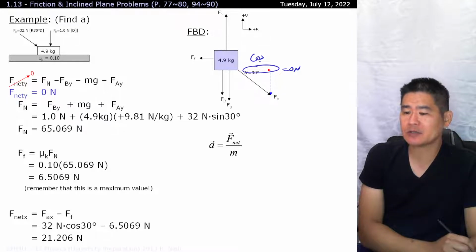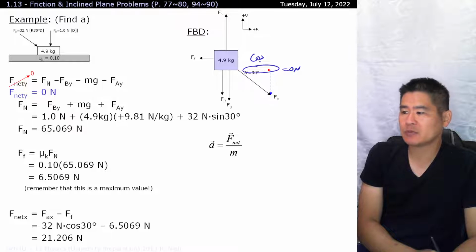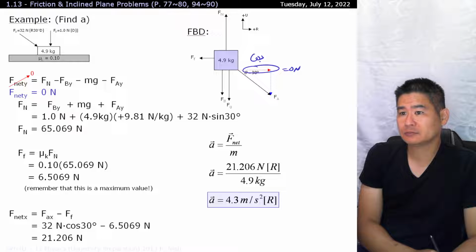If F net is equal to ma, which is the second of Newton's laws, then when we rearrange it, it will look like this, and we have our acceleration. And there you have it.